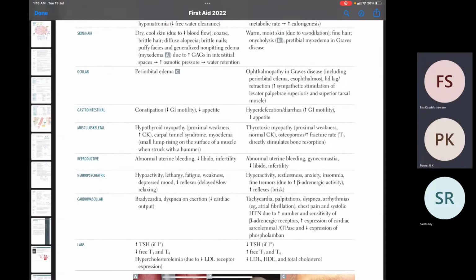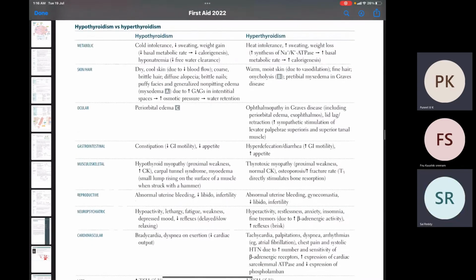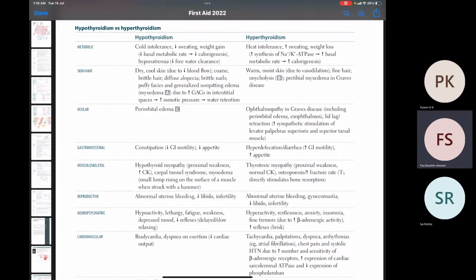So remember. Don't see the lab part. This we'll do separately.